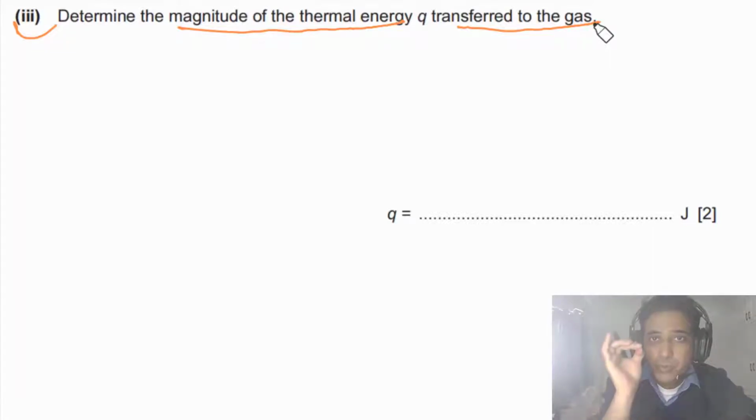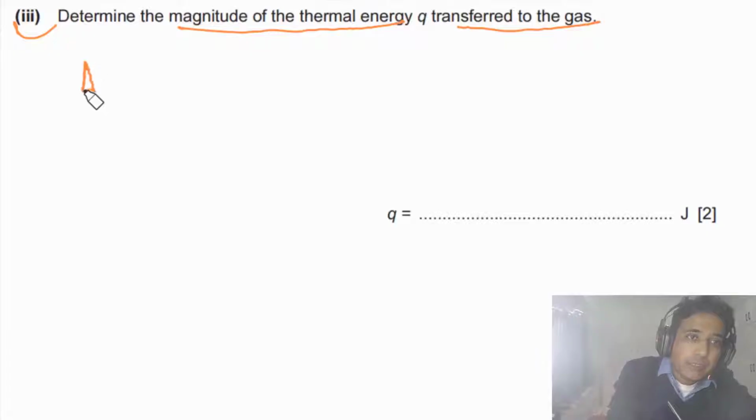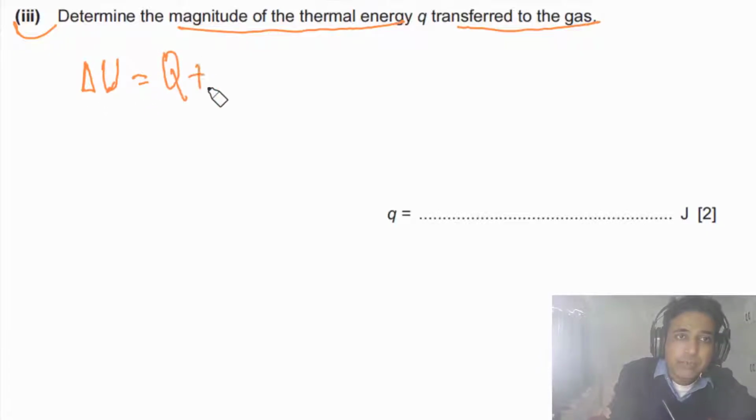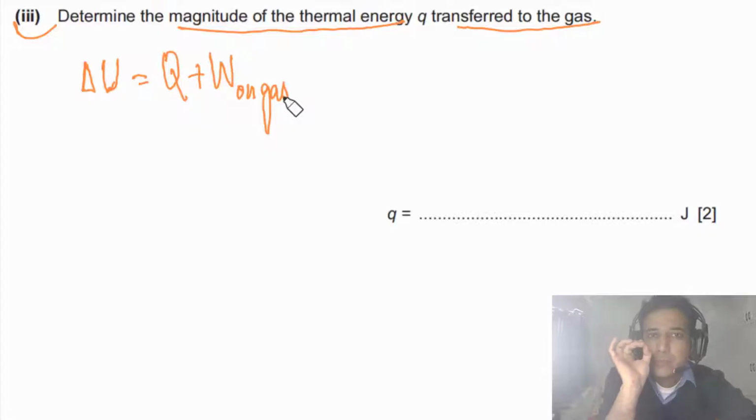This is a typical question about the first law of thermodynamics. So simply we can say delta U is equal to Q plus W, and W is the work done on gas. Now let me explain a little bit about this equation.